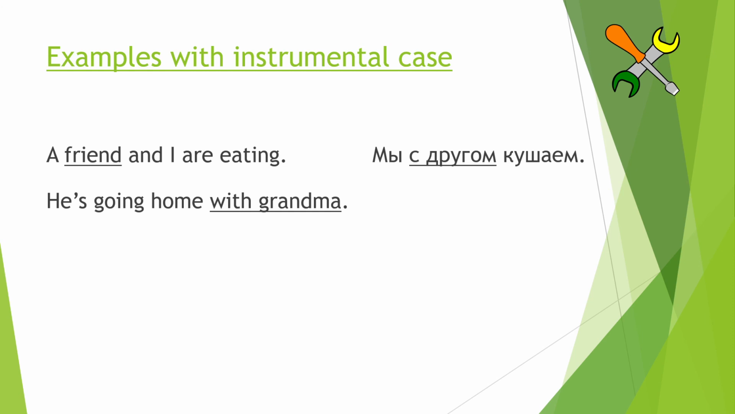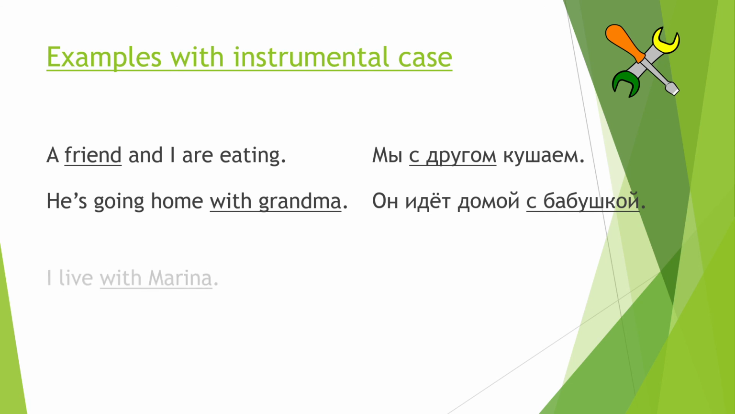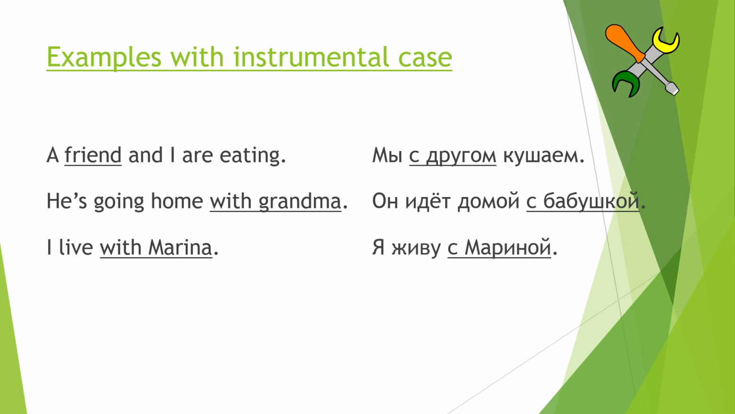He's going home with grandma. Он идет домой с бабушкой. I live with Marina. Я живу с Мариной. And again, I wanted to point out that here, in this situation, order doesn't matter much. So you can even say, я с Мариной живу. I with Marina live. It doesn't work in English, but it absolutely works in Russian. Russian is very flexible about the sentence structure in a lot of situations.